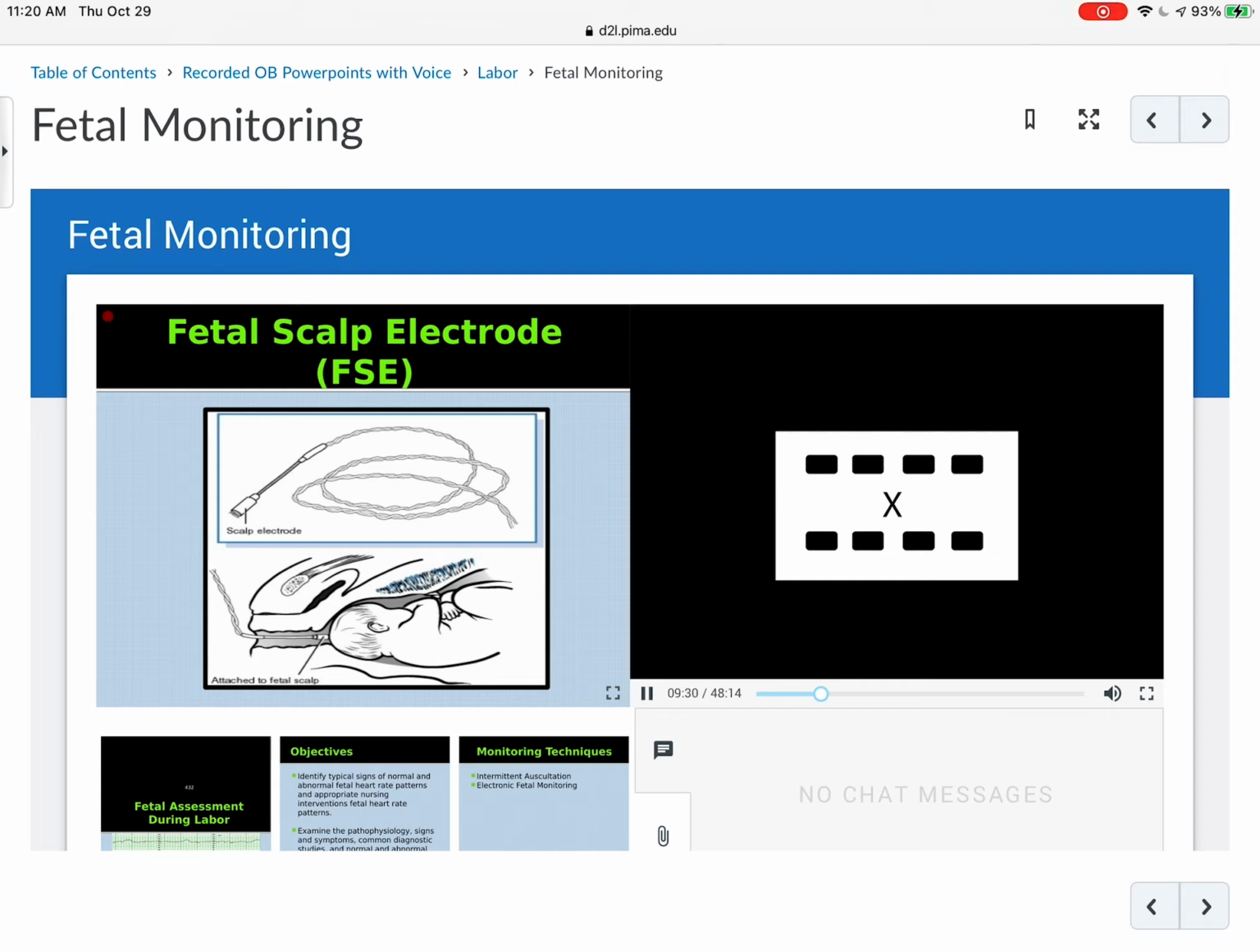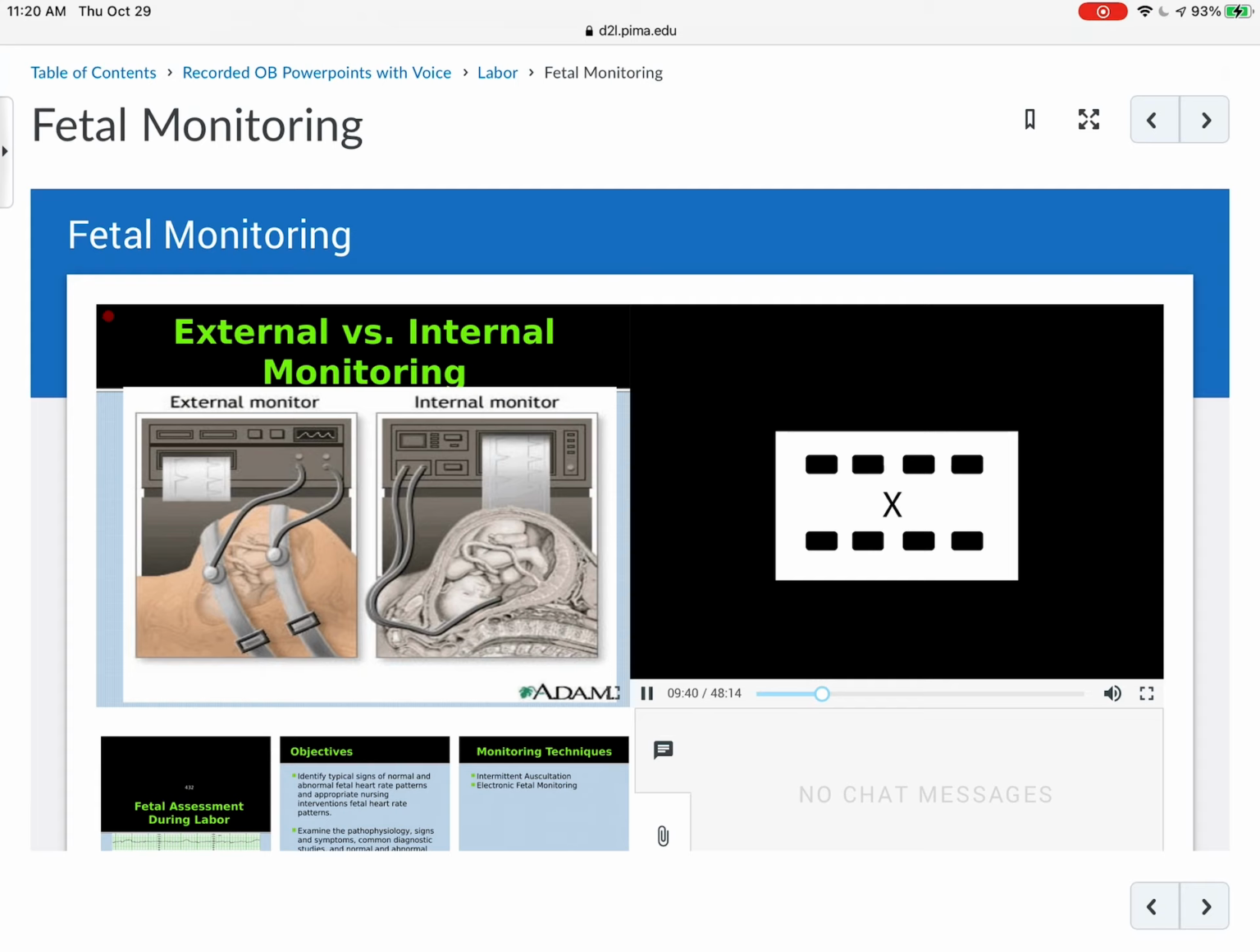I will say that it's always policies and procedures, and it's important to know what the policies and procedures of the hospital are. So here we have the external monitor, which is outside the body, and the internal monitors, which are inside, a little more invasive, but more accurate.